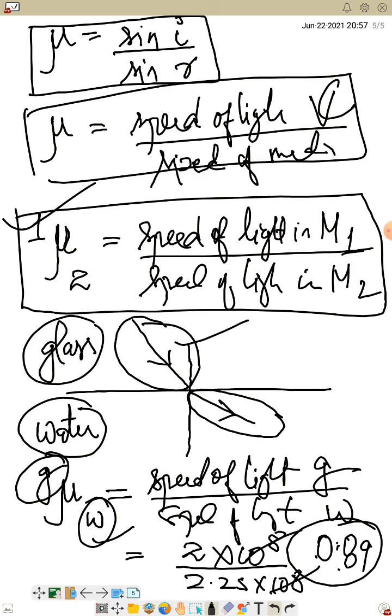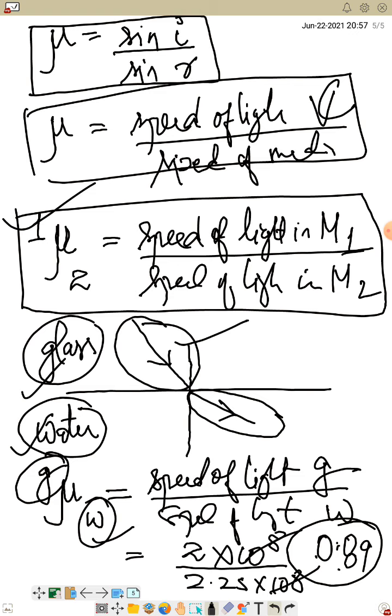Now you might wonder why it is less than 1. Here you must remember that we are calculating the refractive index of two media, that is glass and water. Are you getting my point? Here you must realize that the ray of light is passing from glass towards water. So this is not the absolute refractive index. This is the refractive index of water, but it is not with respect to the speed of light in vacuum. It is with respect to the speed of light in glass. So that is why the refractive index is less than 1. Are you getting my point? So you must understand this.